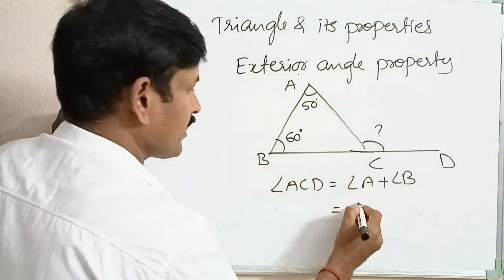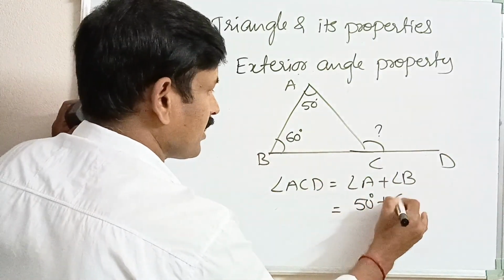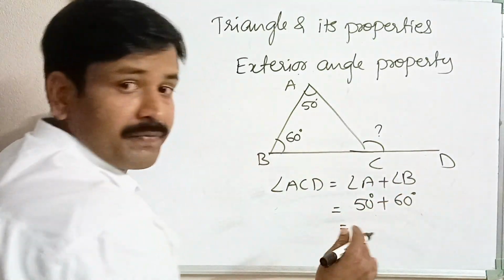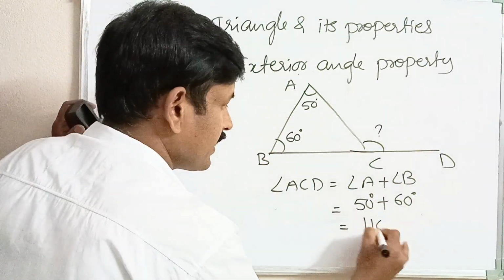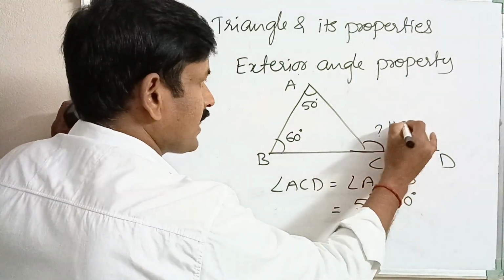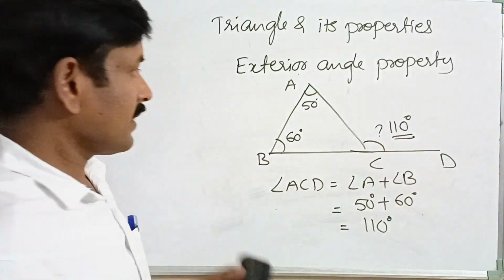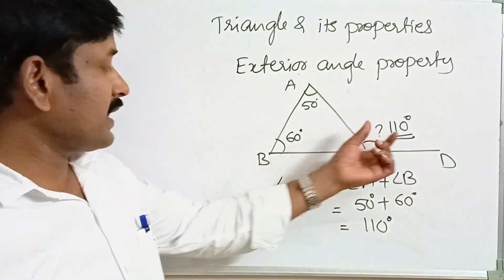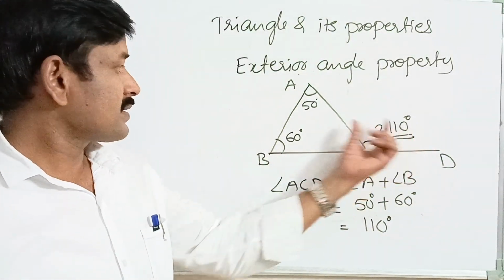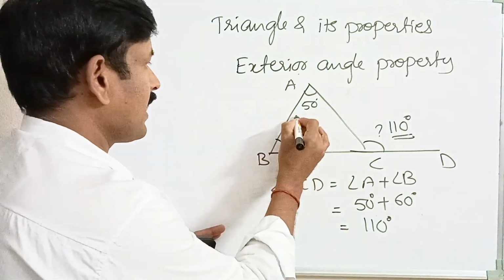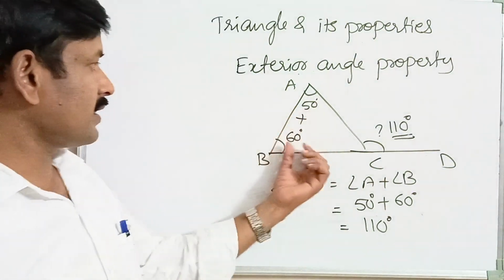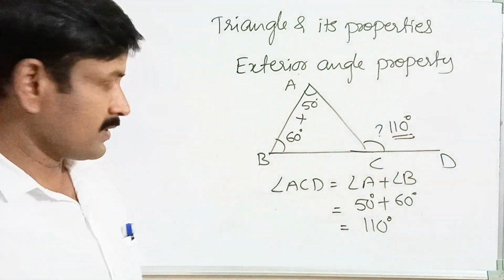What is angle A? 50 degrees plus angle B 60 degrees. 50 plus 60 is 110 degrees. The measure of this exterior angle is 110 degrees. The measure of any exterior angle is equal to the sum of its interior opposite angles. 50 plus 60 is 110 degrees.